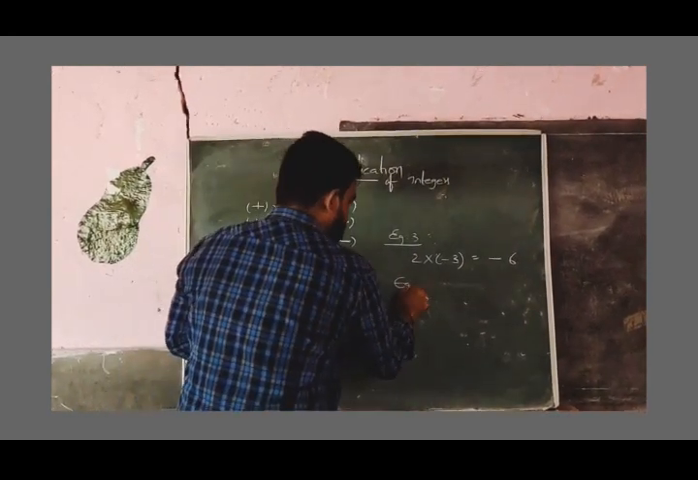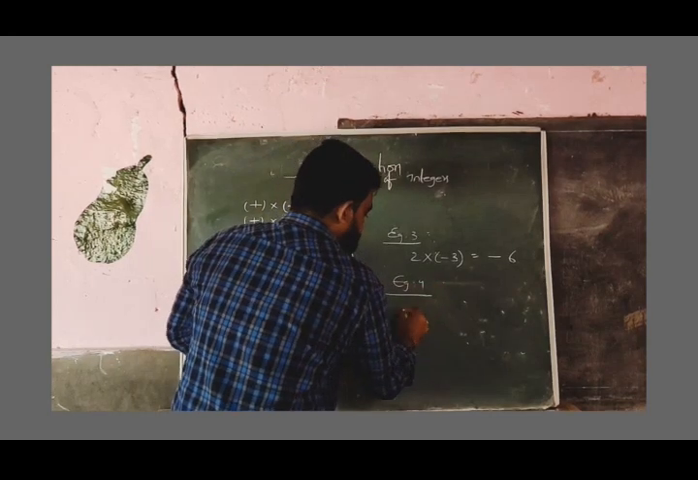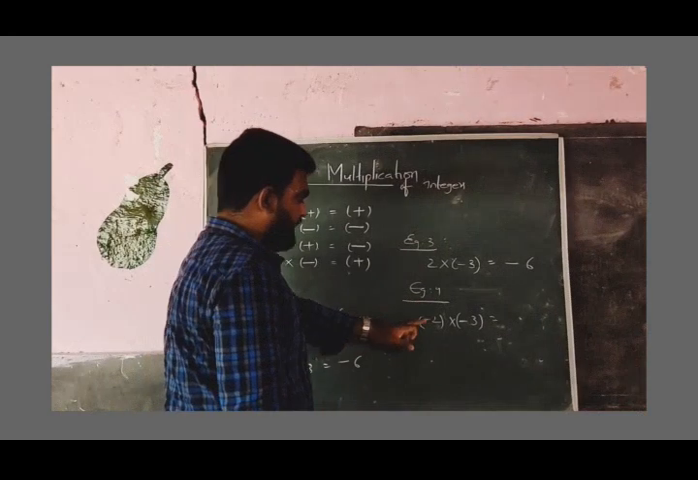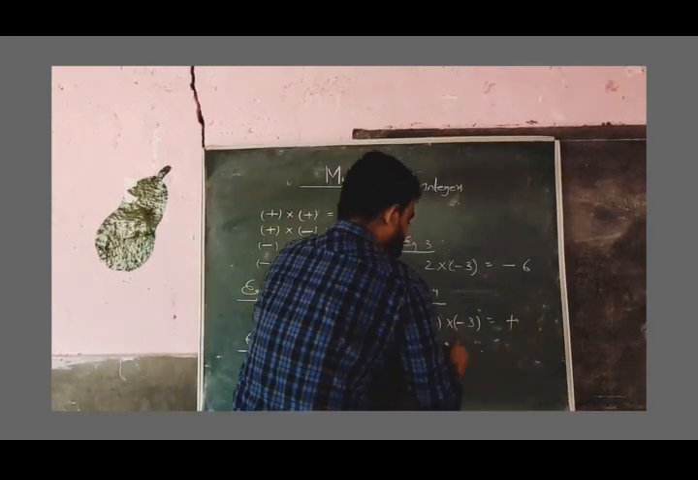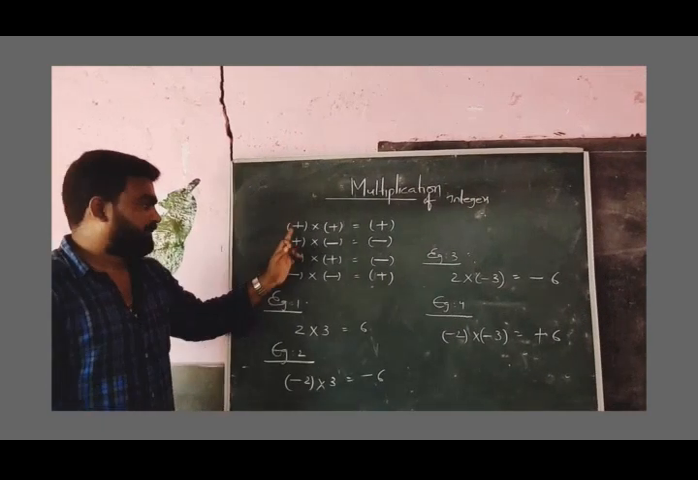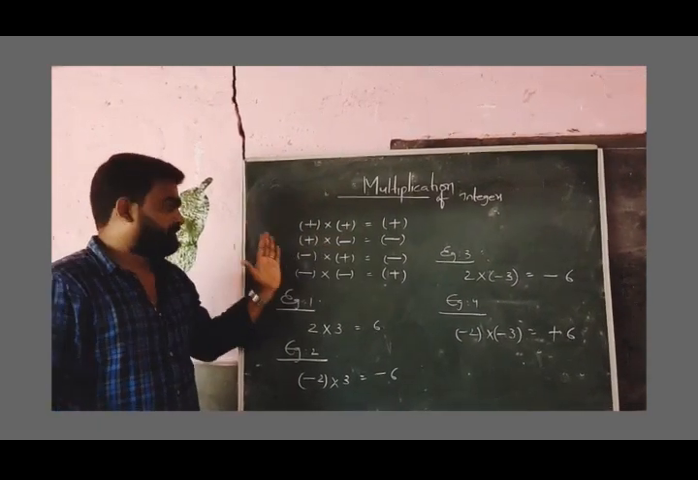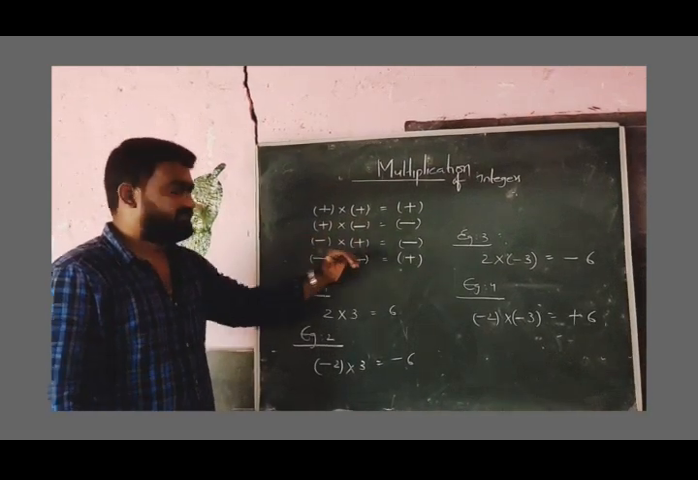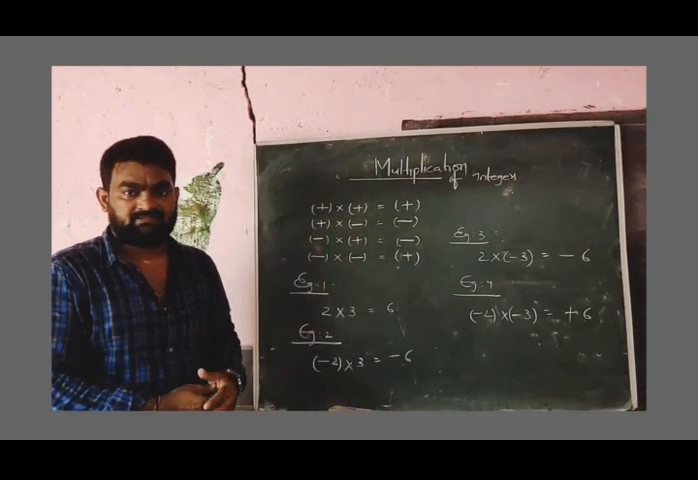Fourth example, minus 2 into minus 3. Okay? Minus into minus is plus; 2 threes are 6. So I repeat: plus into plus is plus, plus into minus is minus, minus into plus is minus, minus into minus is plus. Thank you.